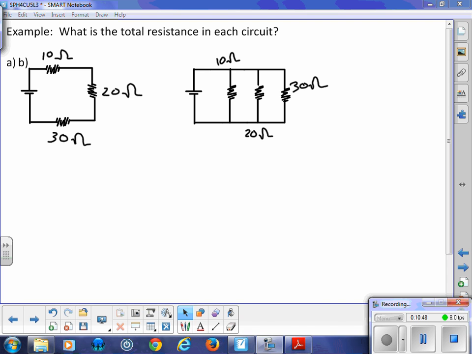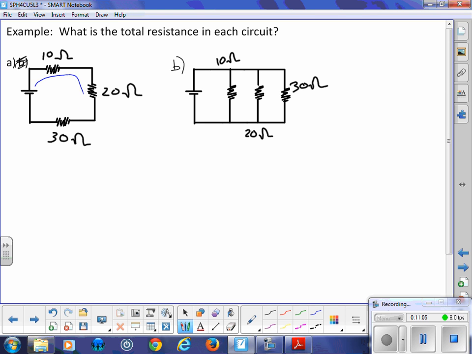All right, so I'm going to break this up. I'm going to finish this slide and I'll finish in the next video here. What's the total resistance of each circuit? So I have example A and example B. In example A, if you look, there's only one pathway. There's one pathway to follow if I'm an electron. So this is what we call a series circuit.